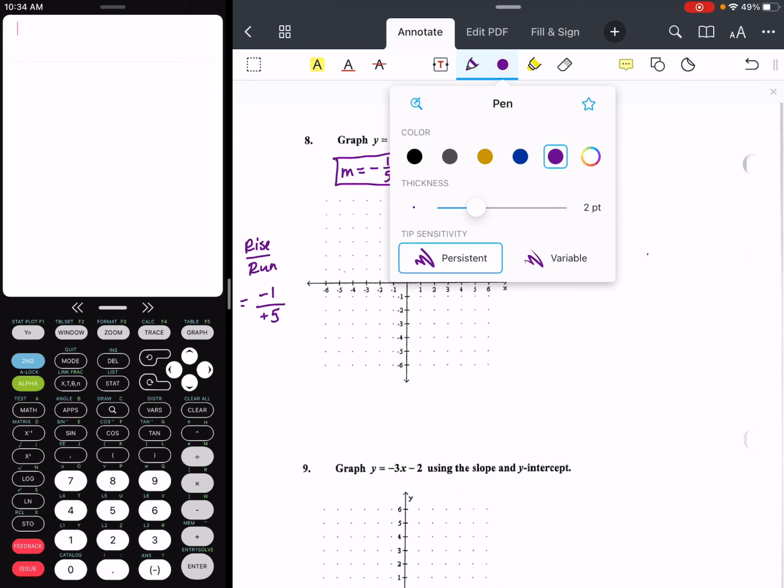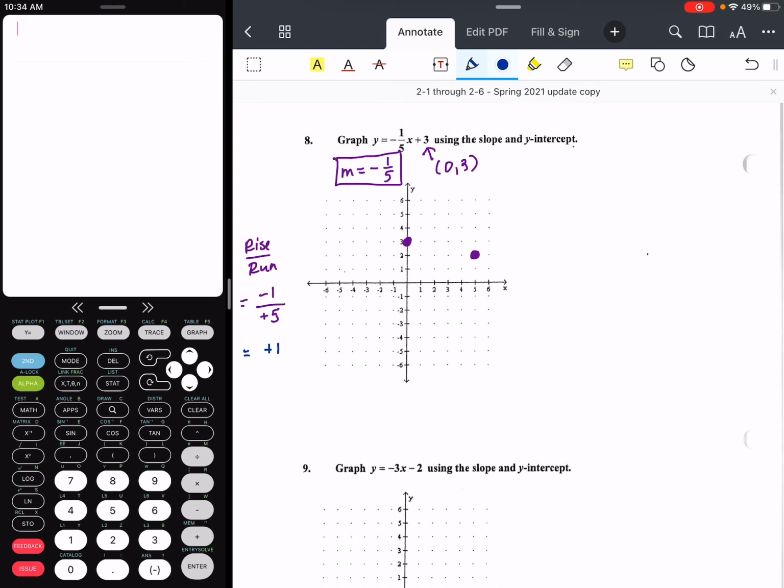Or I could think of this as a positive 1 over negative 5, just for rise over run purposes, not for my final answer of what's the slope. That's going to be negative 1/5. I don't want that negative sign in the denominator. But just for rise over run, I could also start with my y-intercept. My positive 1 rise means go up 1. My negative 5 run means go 1, 2, 3, 4, 5 to the left, okay? And then I can connect these. So connect this straight line. And this gives me my graph using slope-intercept form.